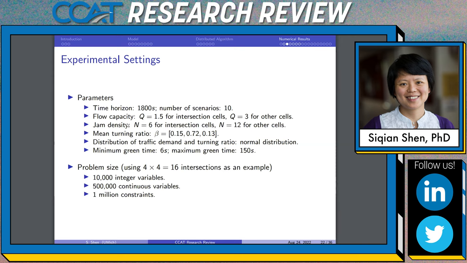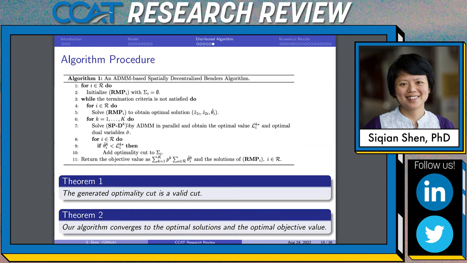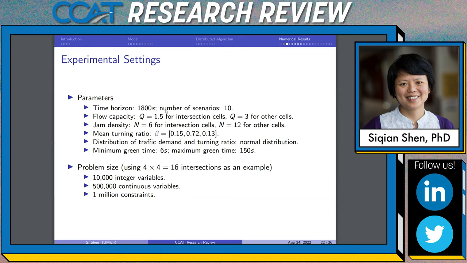I only showed you the spatial decomposition, the distributed algorithm for the second stage, but in fact you can do that for the first stage as well. You can also do another temporal decomposition if you want. These details are all in the paper, okay? But if you think about the problem, we're going to look at the whole time horizon as half an hour. Our model is going to be applied to produce a fixed timing plan every half an hour for, you know, tomorrow, for example. The small example I'm showing you has only 10 scenarios, but you can increase the number of scenarios to better represent the stochasticity.